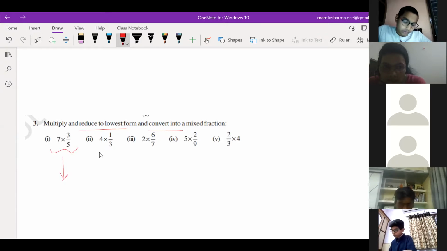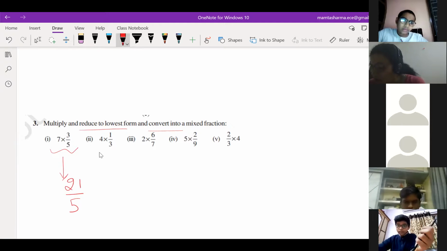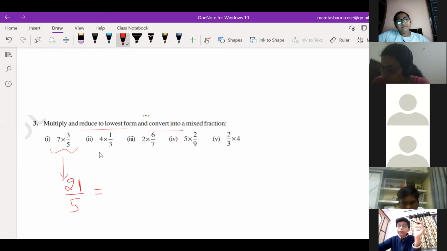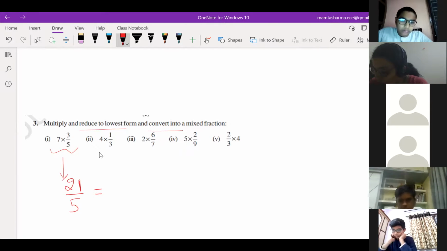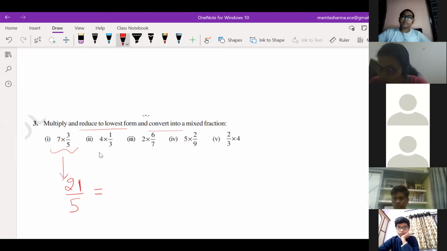First multiply it. How will you multiply 7 into 3/5? You will get 21/5. Okay. Now reduce it into the lowest form. Lowest form of 21/5. Sorry, ma'am, its lowest form is 4/5. It is already in the lowest form.